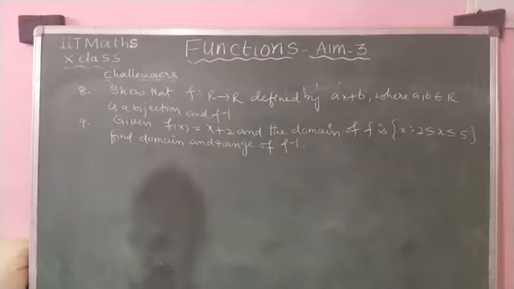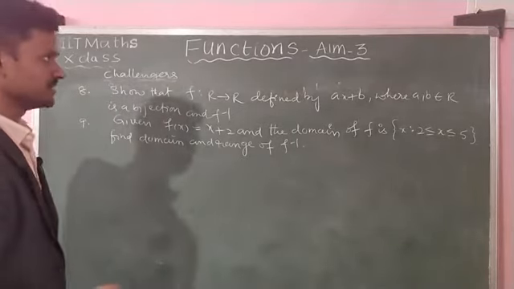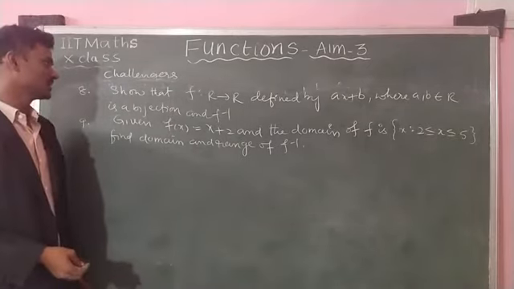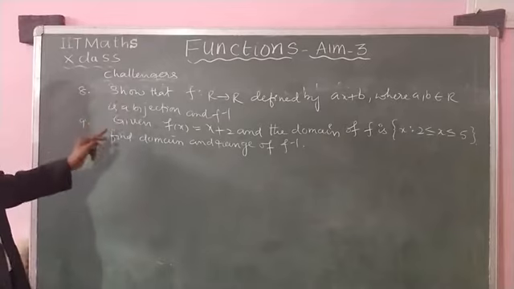Okay, next, the eighth one: f is a mapping from R to R defined by ax plus b, where a comma b belongs to R, is a bijective function, then find f inverse. You can try this problem at home. I will explain the ninth problem.